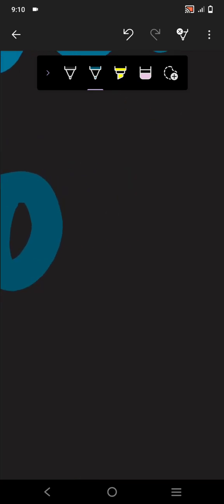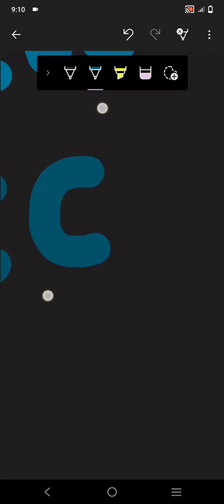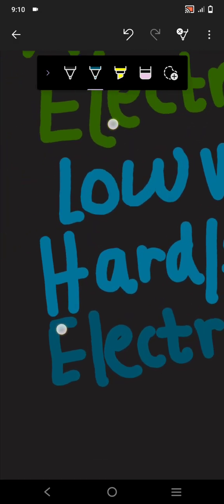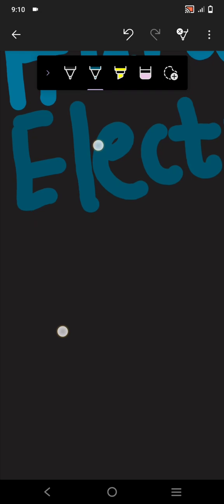Electronic devices have electronic circuits. The best example of an electronic circuit would be fans. Electronic circuits are in mobiles too, because mobiles use low voltage. Now in their application, what do they have? They have diodes in that.